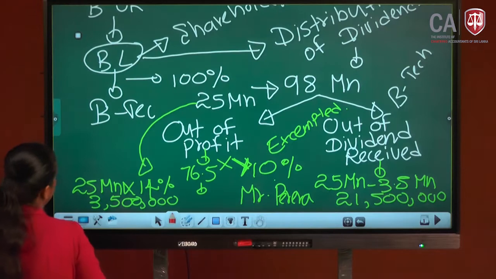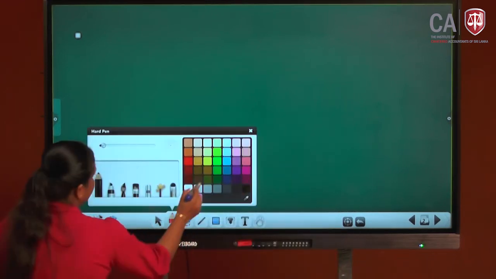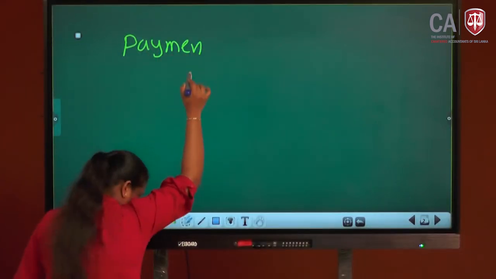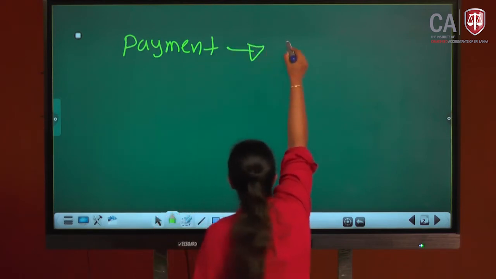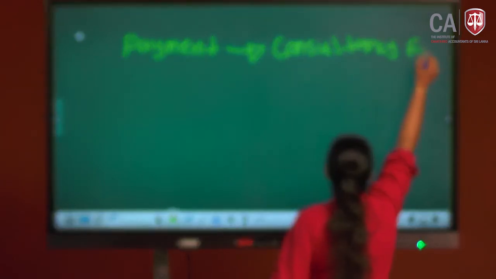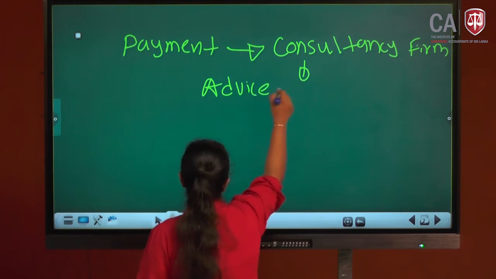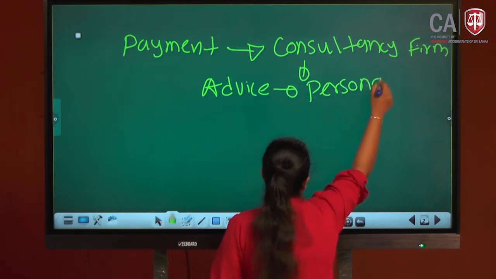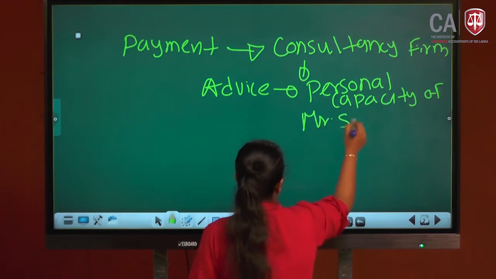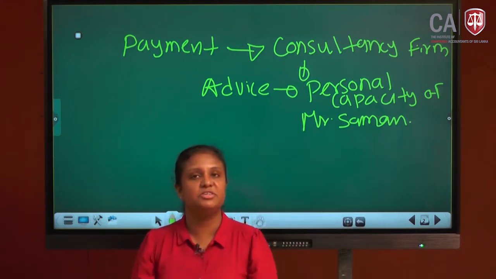To deduct the payment, what do we need? Now, the payment is the subject matter made to the consultancy firm, to obtain advice under the personal capacity of Mr. Saman, to know the implications of this change in the shareholding structure.